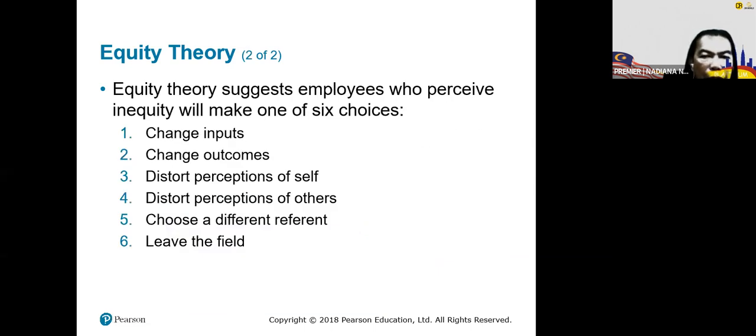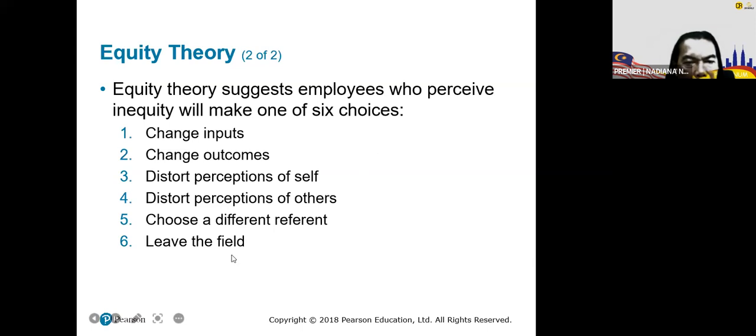Equity theory suggests that employees who perceive inequity will make one of five choices. If they don't have equity, their behavior will change. Number one, they change input. Number two, they change outcome. Number three, distort perception of the self. Number four, distort perception of others. And number five, choose a different reference. And the worst is that they leave the organization, because they feel unfair treatment.